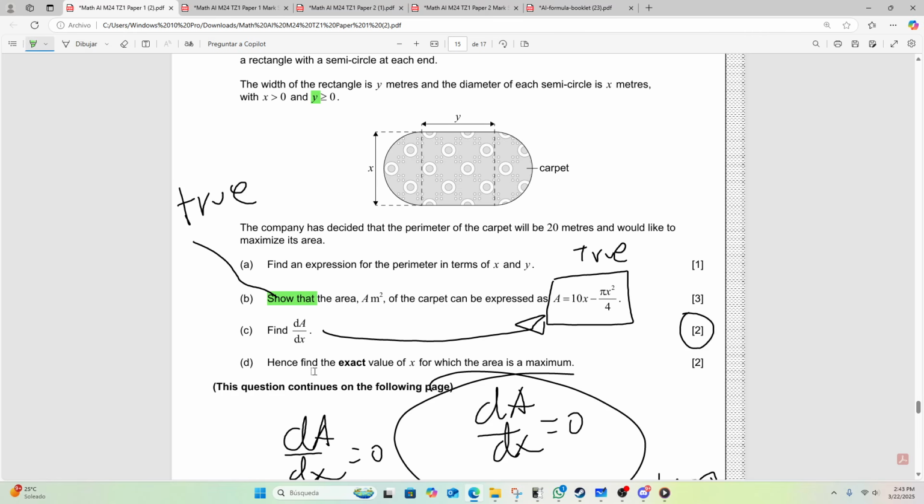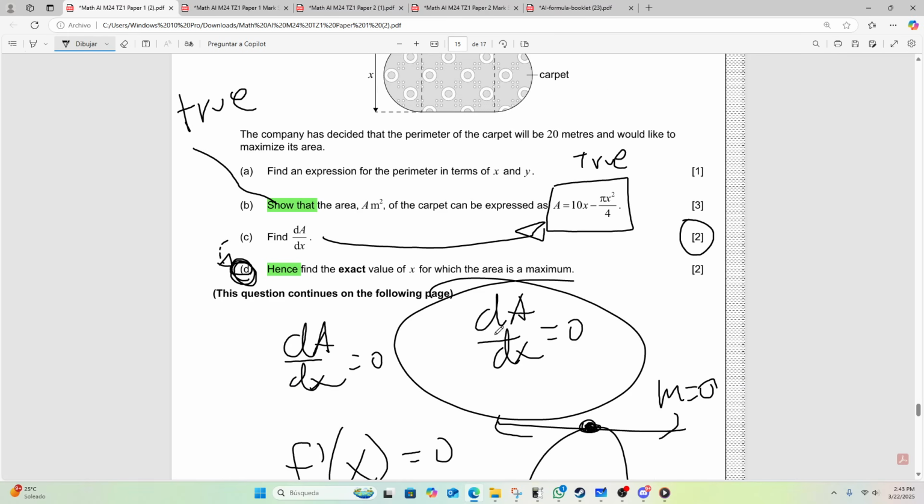Yeah. And also this hence is a big hint that whatever you did in part D depends on something from part C. Which makes sense. You had to take the derivative and equal it to 0. So the hence is a big hint of whatever you did earlier, you need it now. Or better said, because of what you did earlier, you can now do part D.